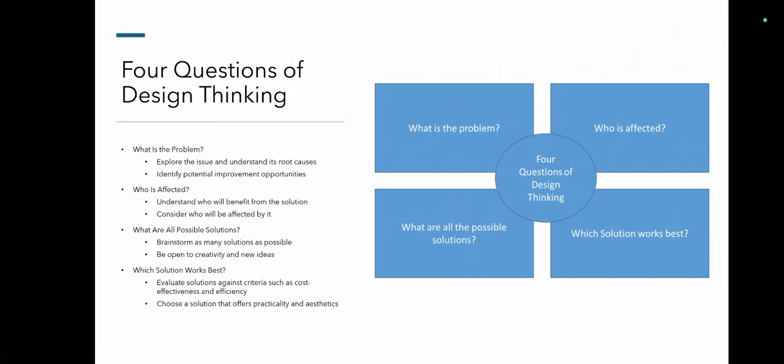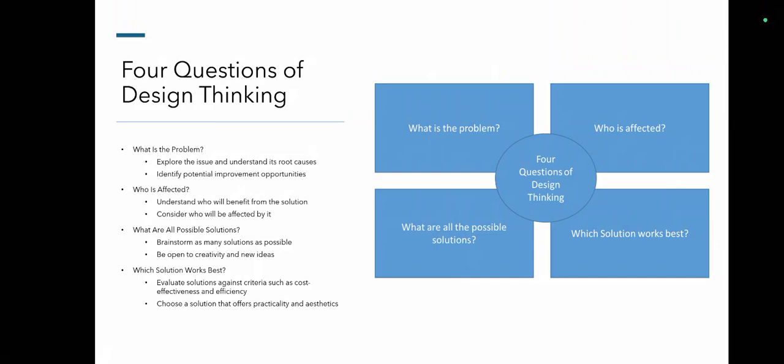And the second important question is, who is facing the problem? Who are affected? Understand who will benefit from the solution. Consider who will be affected by it. So a problem is there in an institution. Okay, we identified the problem, and we want to solve it in an effective way. So who are the people who are affected? If one solution is there, after implementing the solution, who are going to be affected by it? Is it feasible to apply? Is it not feasible to apply? That we need to question: who is affected.